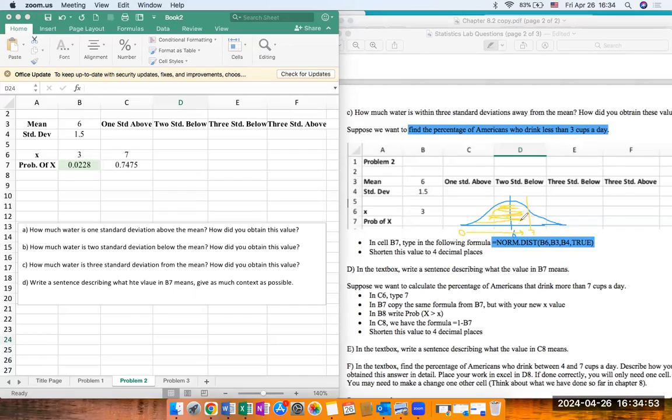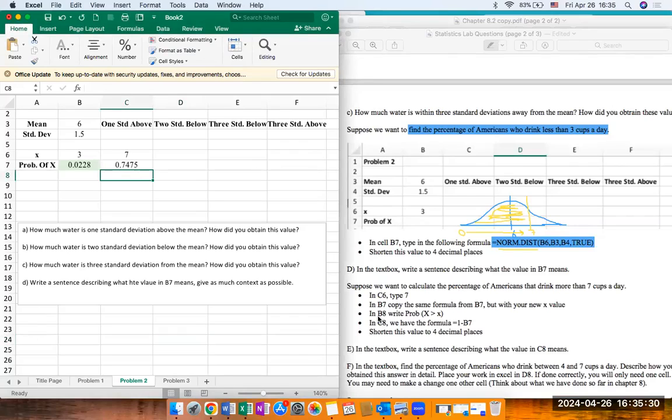Now, is this a percentage that we want? Well, it says suppose that we're looking for the Americans that drink more than 7 cups a day. So from 0 to 7, is that more than 7? No, it's going to be less than 7. But the main idea is that anytime we use this normal distribution, we go from 0 to that value. Now that plays a huge role in what we are doing in part F.